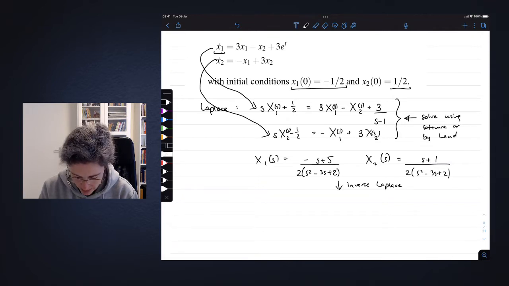And what you'll find is that you get x1 of t is equal to 3/2 e to the 2t minus 2e to the t, and x2 of t is 3/2 e to the 2t minus e to the t.